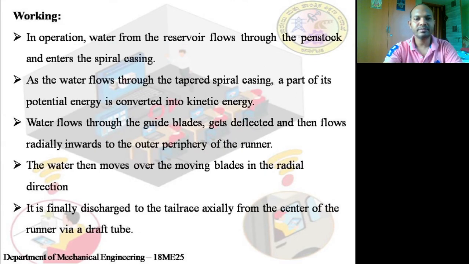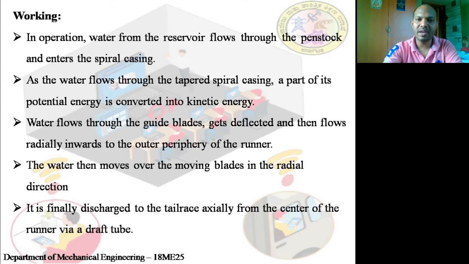Working of this: in operation, water from the reservoir flows through the penstock and enters the spiral casing. As the water flows through the tapered spiral casing, a part of its potential energy is converted into kinetic energy. This is what I have been telling. Once it enters, because of the converging section, because of the volute, a partial amount of potential energy will be converted into kinetic energy.